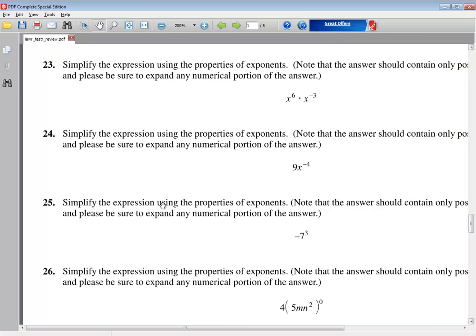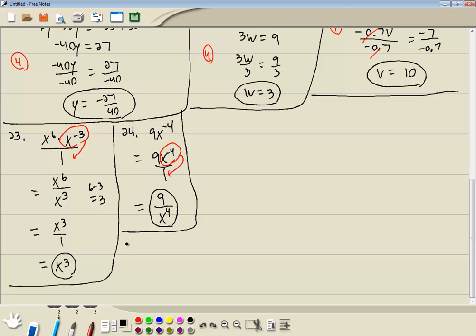25. -7 to the 3rd. Now remember with exponents, the exponent only affects what's to its immediate left unless there's parentheses, and then it affects everything inside the parentheses. So this negative is not affected. And that 7 to the 3rd says 7 times 7 times 7. And when I multiply those together, the negative carries down, and that gives us -343. And that's our answer.